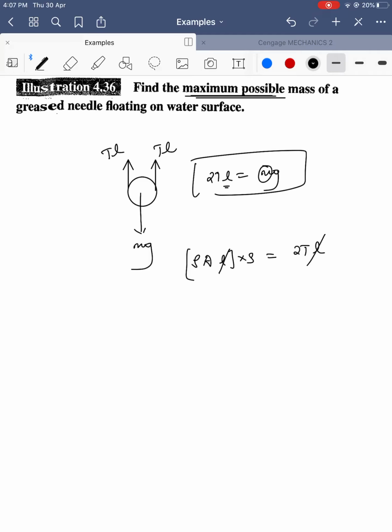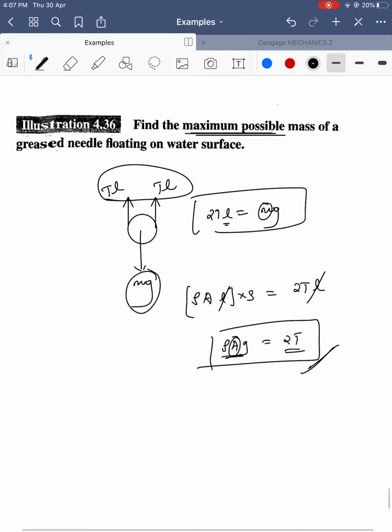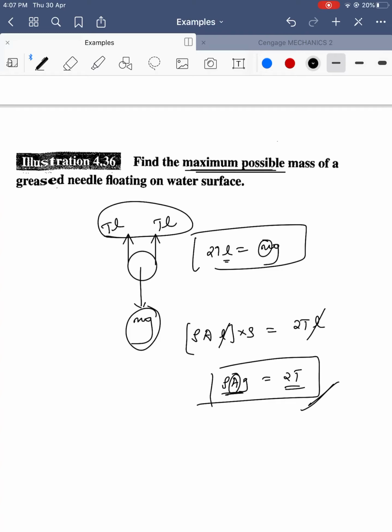L gets cancelled, and upward force is equal to downward force: rho A g is equal to 2T. You can keep whatever length of the object if you have the area, so the weight of the body doesn't depend on length. Rho A g is equal to 2T, but in this case it's given, so mg is equal to 2TL. Mass is what he is asking.